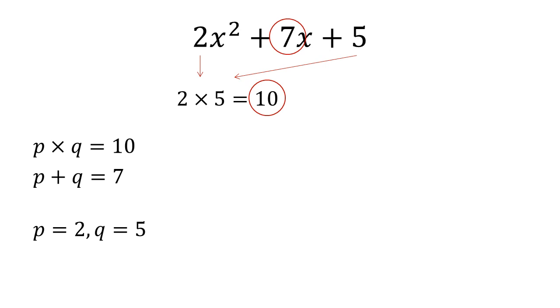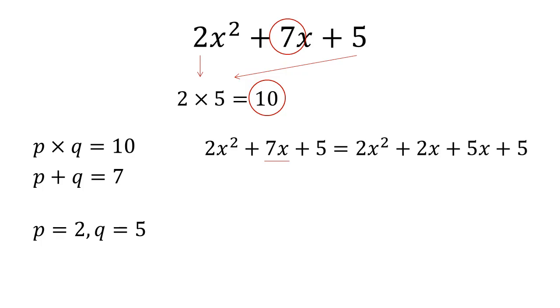What we're going to do now is rewrite our expression, 2x squared plus 7x plus 5, but we're going to split that 7x into our two numbers that we've found. So 2x plus 5x. And now you can see why our P and Q had to add together to make 7. So we haven't changed any values, we've just changed the way it's written.